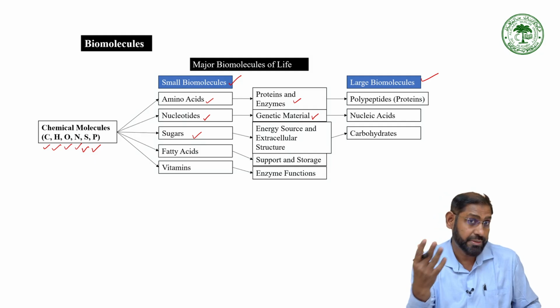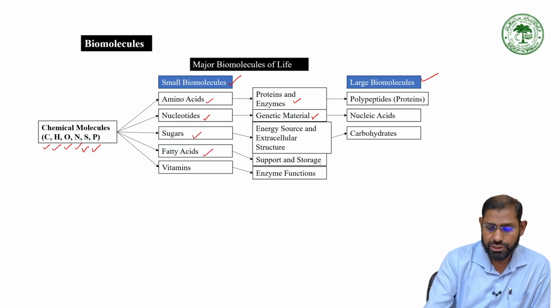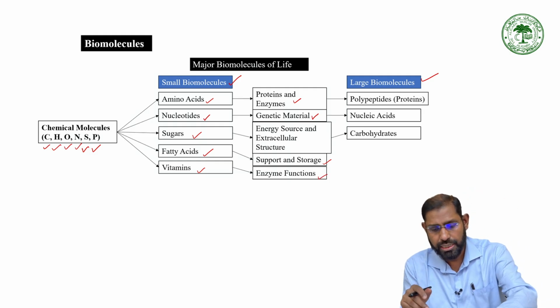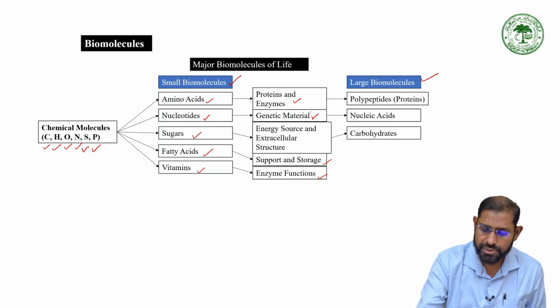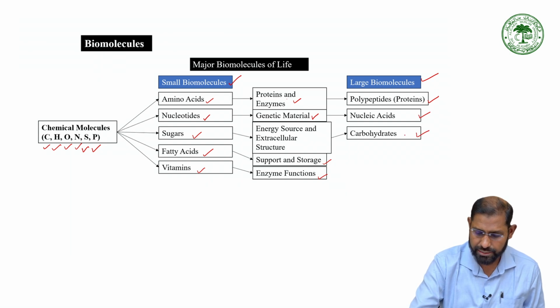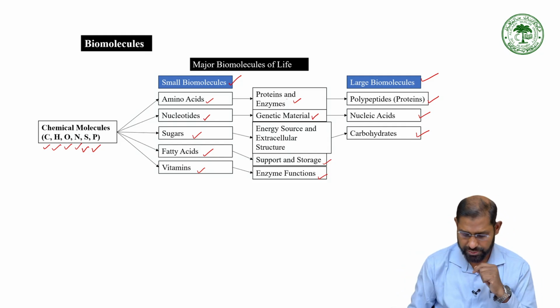Whatever the structure, we have extracellular. Then we have fatty acids, which support storage. Then we have vitamins, with a role in enzymatic functions. So these are the small molecules and they form function. Finally, these molecules form polypeptides called proteins. Genetic material is the nucleic acids, the energy source is carbohydrates, and then fats and vitamins. So these are the molecule features.